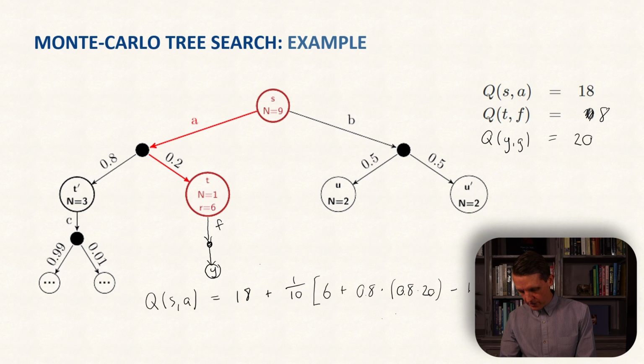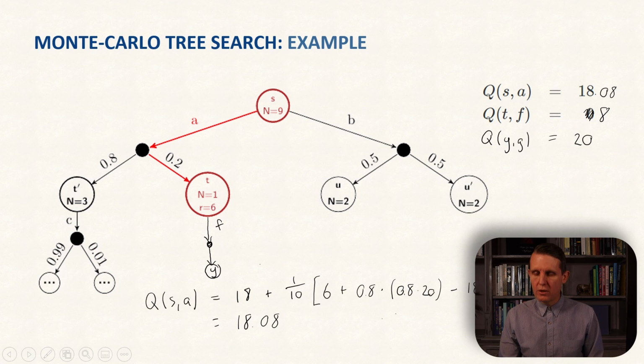minus our old value QS of A, 18. And if we do the calculation of this, what we'll end up with is 18.08. At this point then, we would update our Q function to give 18.08 for our value QS of A. So the number of backpropagation steps we do is always going to be equal to the number of actions that we selected in the selection step plus 1, the expanded action.